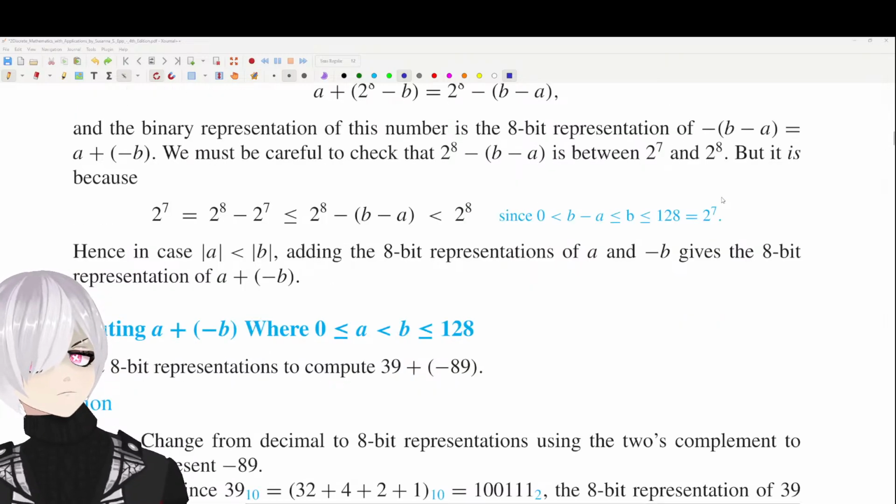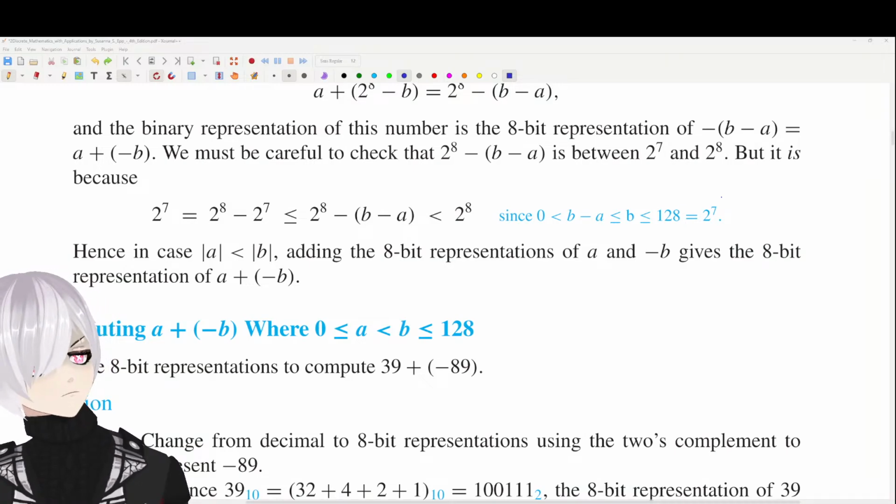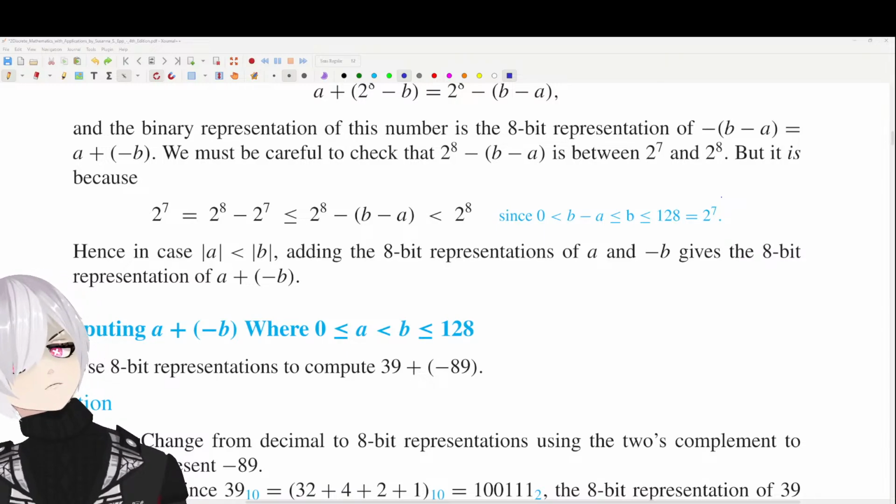Oh yeah, so I guess in any case, we want to make sure that 2 to the 8th minus b minus a is in the range we want, 2 to the 7th and 2 to the 8th. And why do we want that? Let's see. Because why do we know it's negative?